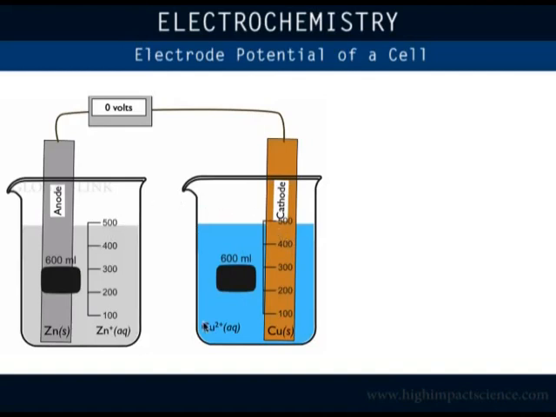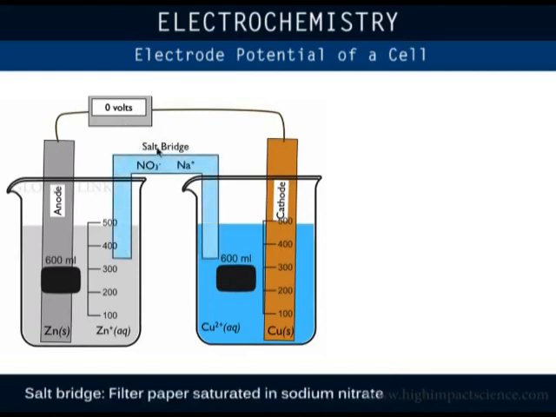And so here we have a copper metal in a copper solution, and here we have a zinc metal in a zinc solution. If we let it sit like this, nothing will happen, and you will see that the voltage is zero. And the reason is that we haven't completed the circuit. To do that, we put a salt bridge. The salt bridge is often a filter paper saturated mostly with sodium nitrate.